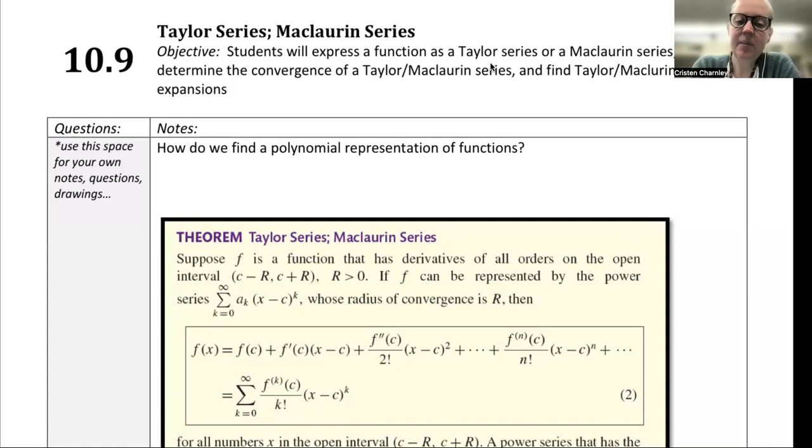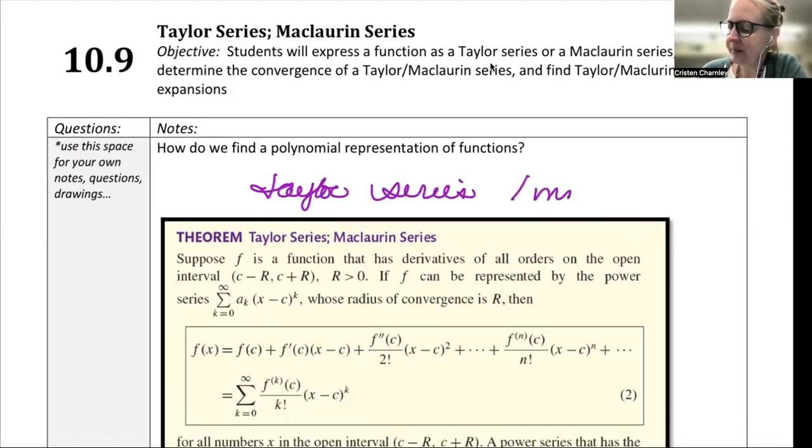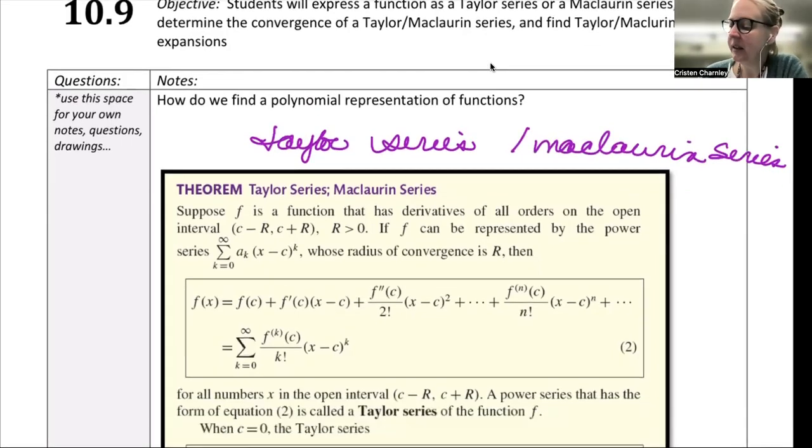So how do we find a polynomial representation of functions? And that's with the two series above. So we can use either a Taylor series or that Maclaurin series. And I know that doesn't mean much to you right now, but we can take any function, sine, cosine, tangent, e to the x, natural log of x, and rewrite it as a polynomial. And these series allow us to do that.